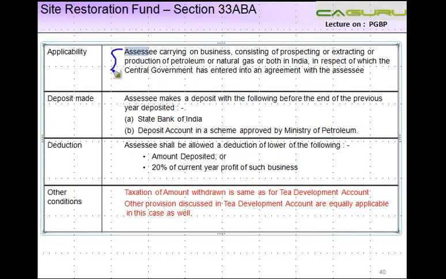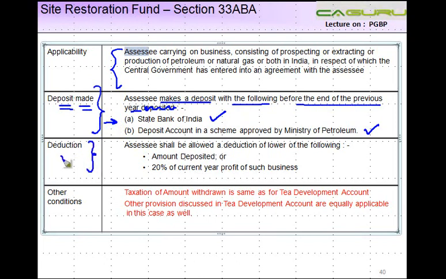So in respect of this kind of an assessee who's engaged in this business, he can make a deposit. The assessee makes a deposit with the following before the end of the previous year. Either with the State Bank of India or in a scheme approved by the Ministry of Petroleum. Right? So if you make a deposit with either of these two parties, then you are allowed a deduction.